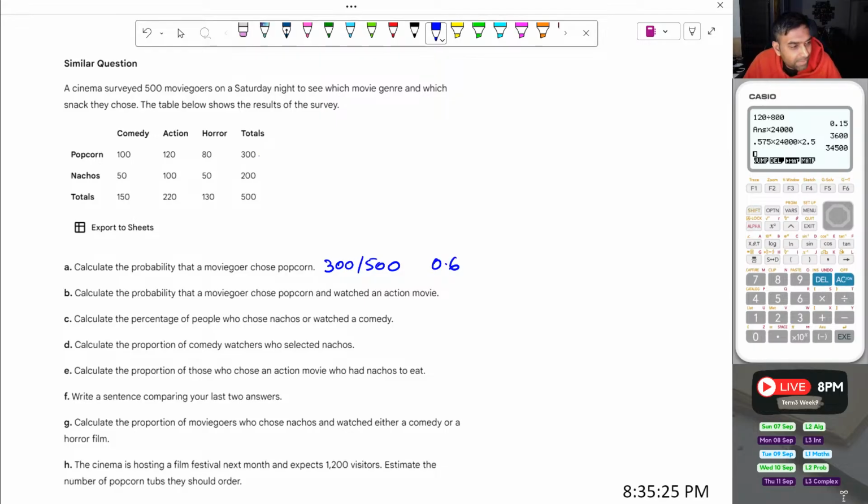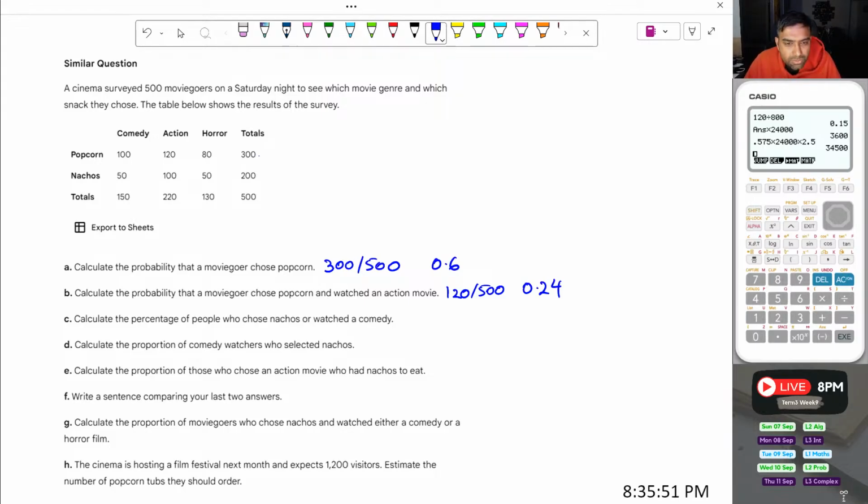That's also fine. Looking at question B, calculate the probability that a moviegoer chooses popcorn and watches an action movie. That's going to be 120 because that's choosing popcorn and action. So that's 120 out of 500, which equals 0.24.